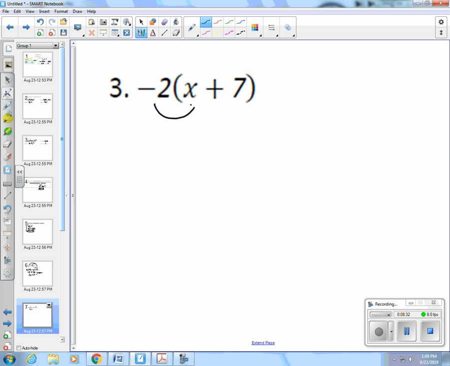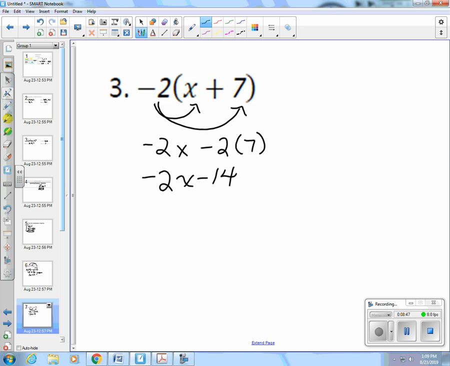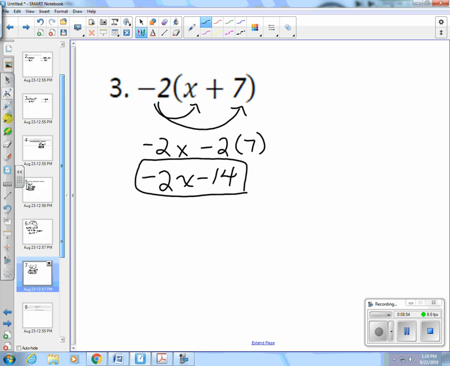All right, we're taking that -2 times each of these. So -2 times x and -2 times a positive 7. So it's going to be -2x minus 14. This is as far as we can go. We can't add any more like terms together.